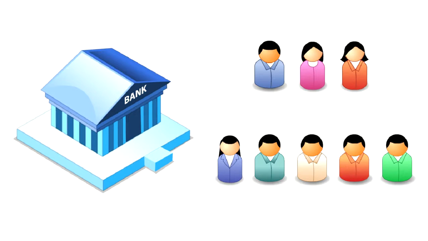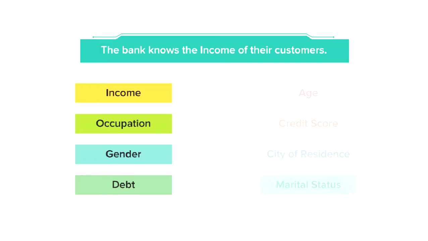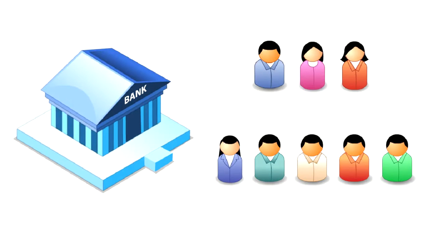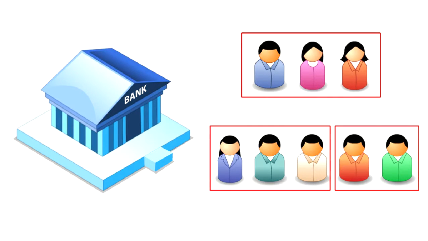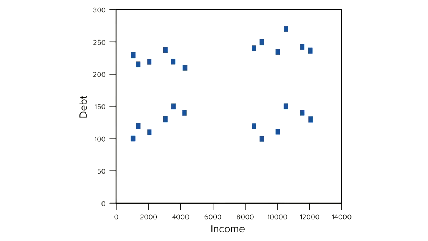Let's say a bank wants to segment its customers. The bank knows the income of their customers, their occupation, gender, the amount of debt, etc. Using these attributes, the bank wants us to segment its customers into meaningful groups. Now, for the sake of simplicity, if we consider only two features, that is income and debt, and plot these two features against each other to segment them. Consider this plot. On the x-axis, we have the income of the customer, and on the y-axis, we have the amount of debt of the customer.